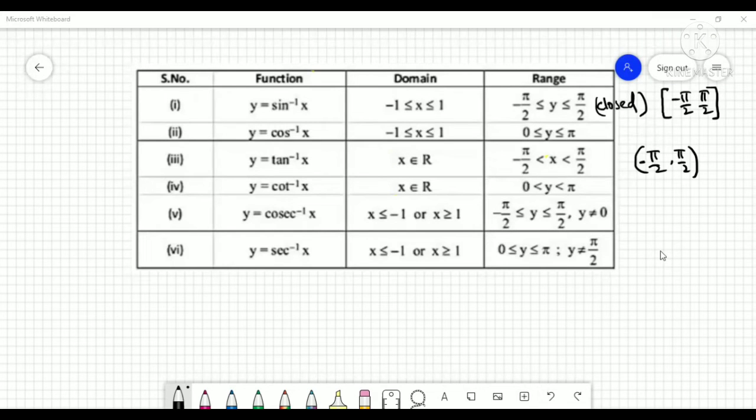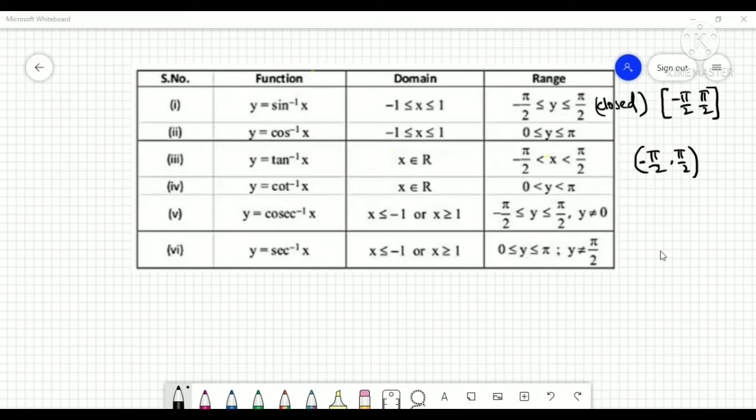Yes, good morning, friends. Today I am going to discuss some important questions on the inverse trigonometric functions. Before going to solve the questions, we will recall some important formulas on the inverse trigonometric functions. Now look at me.